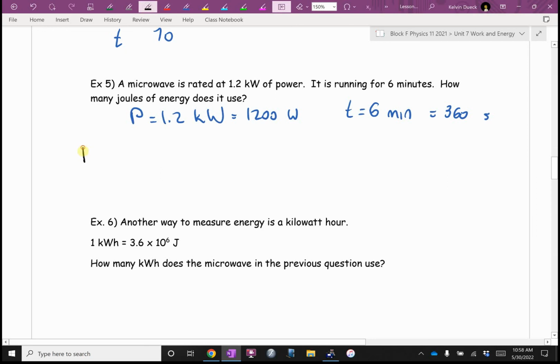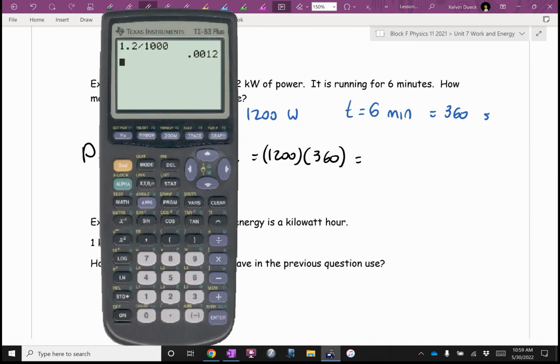And now we can solve this. Power is work or energy over time. You've told me we want to get the work or the energy by itself. How will I move the T over? What's the T doing to the W? Work is power times time. Yet another definition. Don't need to memorize it. This is why I'm teaching you to derive these things. So it's going to be 1,200 times 360. 432,000 joules of energy.